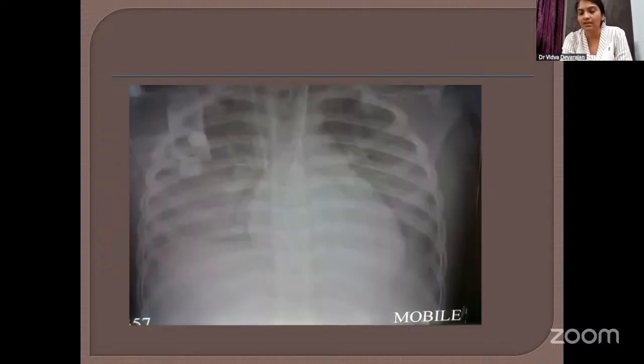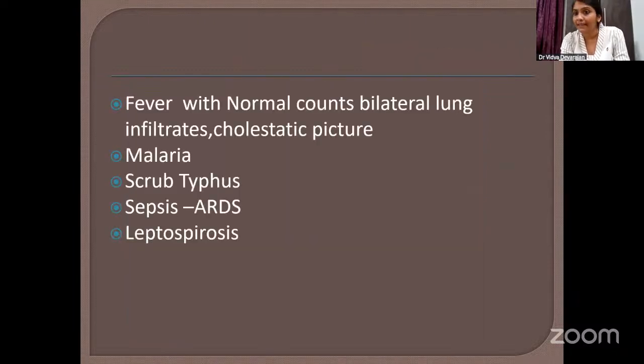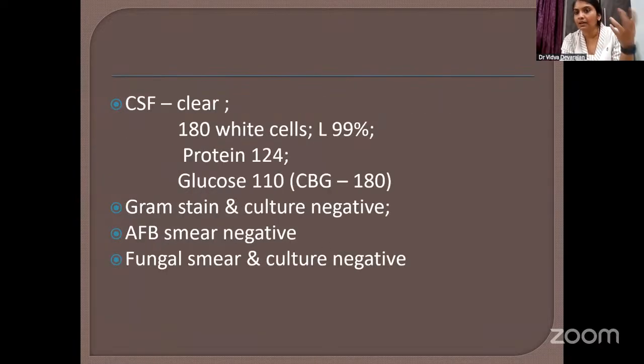This is what the chest X-ray showed, extensive bilateral infiltrates. But then how you have to approach this is fever, normal counts, and multi-organ involvement. Could be malaria, yes. Could be scrub. It could be systemic sepsis with ARDS. If so, you'll have to find the focus. Can it be lepto, or leptospirosis, malaria, scrub, or systemic sepsis with ARDS? The syndrome here is predominantly altered mental status. It could be encephalopathy or it could be meningoencephalitis.